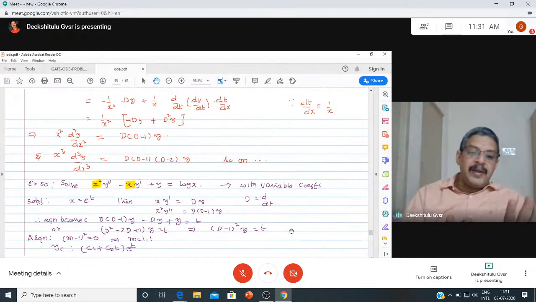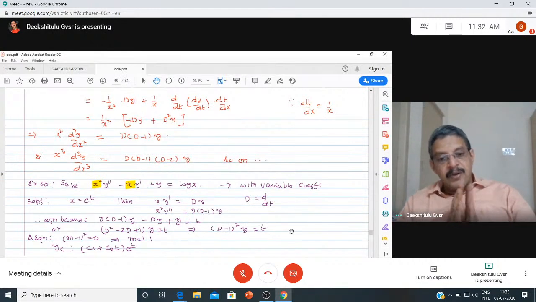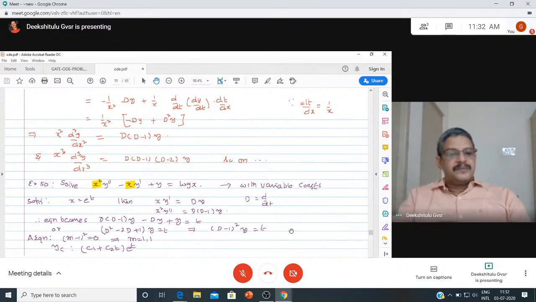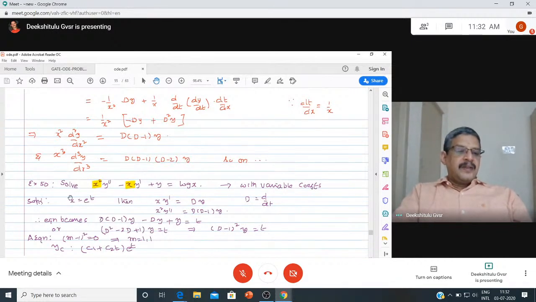So where is the change now? Y is the same thing, but the independent variable is changed from x to t, isn't it? Now the independent variable x is expressed in terms of t.